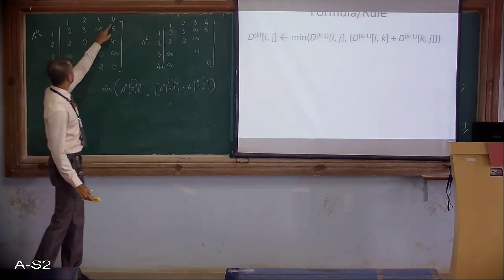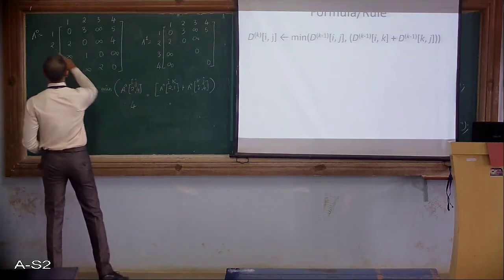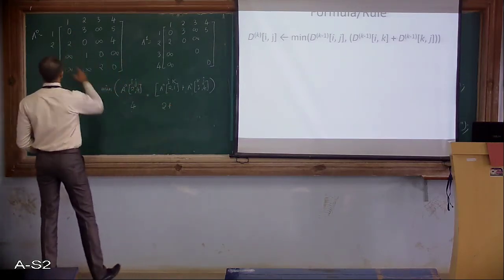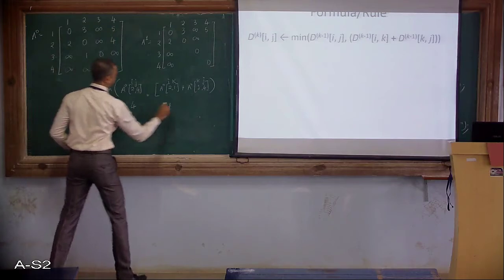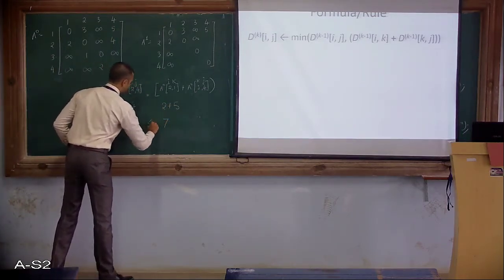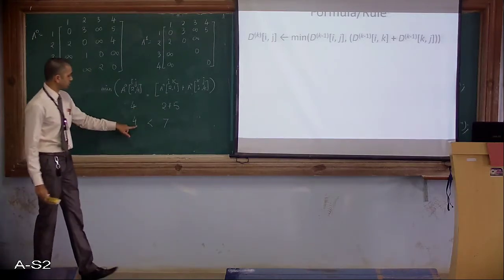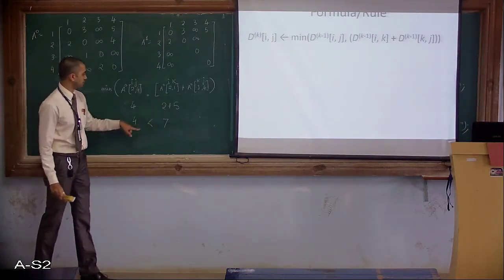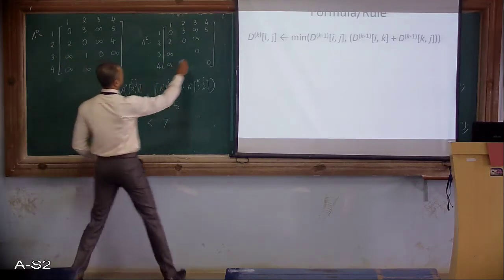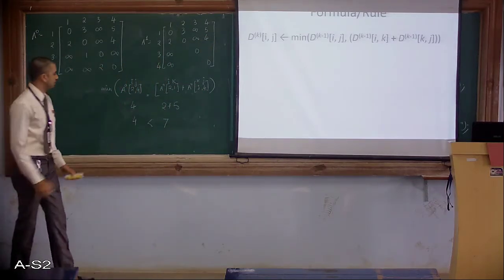What is 2 to 4? It is 4. And then 2 to 1 is 2 plus 1 to 4. 1 to 4 is 5. So this is 4. 5 plus 2 is 7. So 4 is less than 7. I'm going to choose the minimum of these. So which one is lesser? 4. So I'm going to write 4 over here. Next.